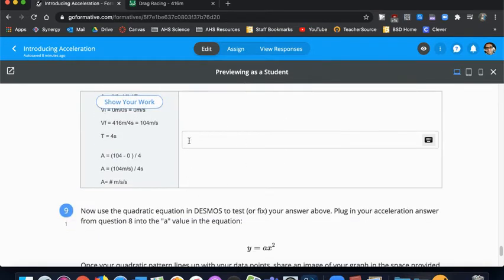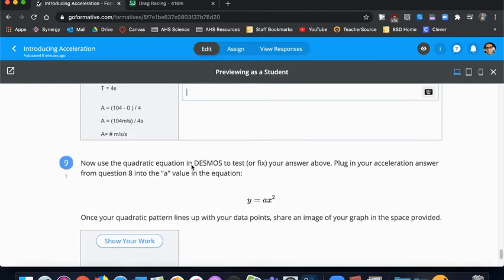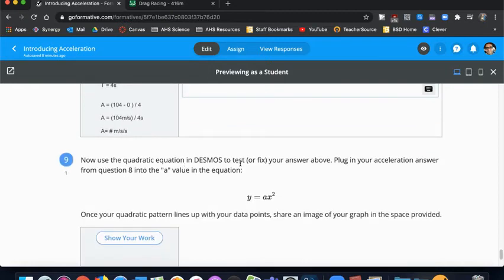Now that you've entered your answer here, don't forget that. It says now use the quadratic equation in Desmos to test or fix, possibly, your answer above. Plug in your acceleration answer from question 8 into the A value in the equation. So this is the equation, y equals ax squared. And again, that's the quadratic equation. And this is what we're going to be using for acceleration when we're using a distance over time graph.